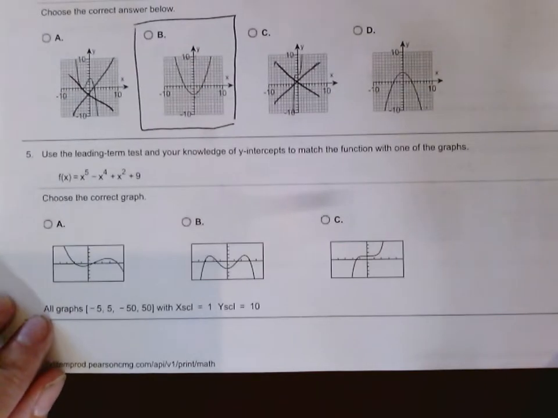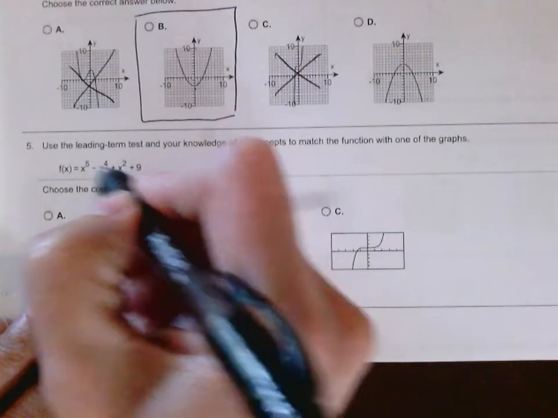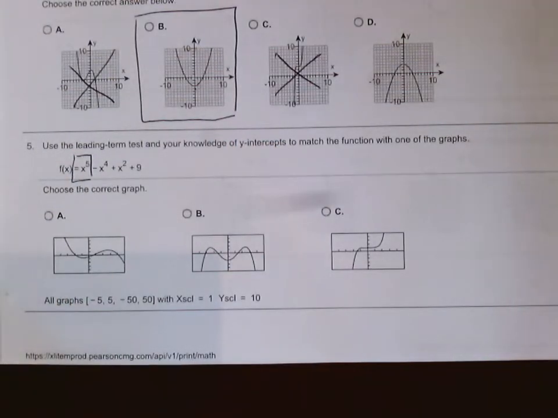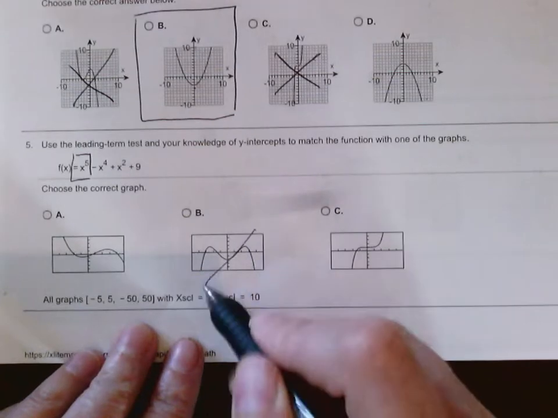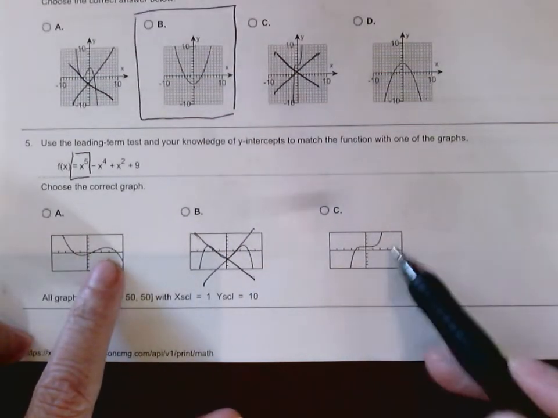All right, number 2. Same thing. Let's see. Our leading term, the highest exponent is this one. So it's odd, which means the end behavior is going to be 1 up, 1 down. So these are both down, so I know it's not that one. So here's 1 up, 1 down, 1 up, 1 down.